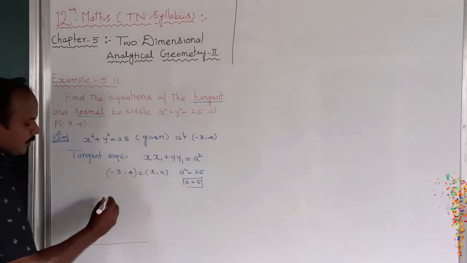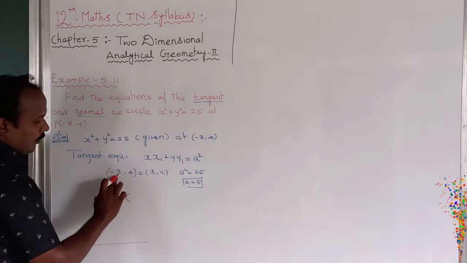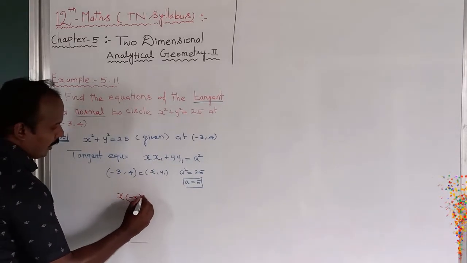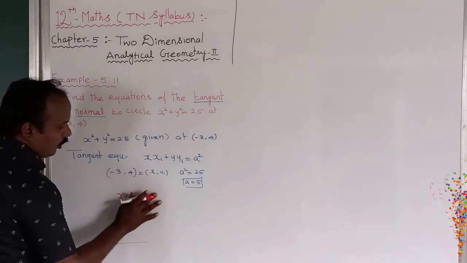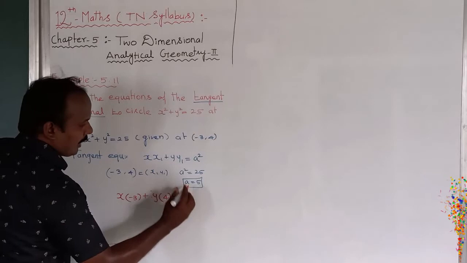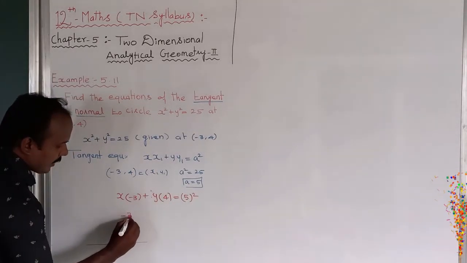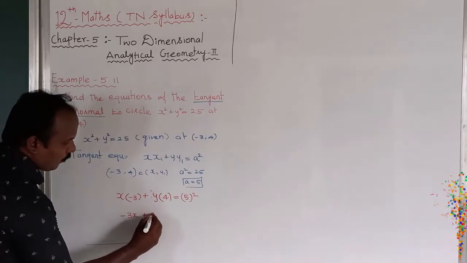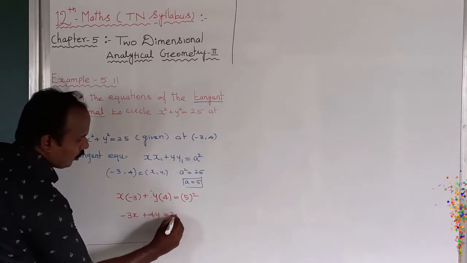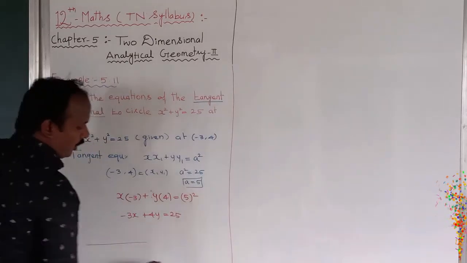Now apply this step. x into x1, replace the value of x1 with -3, so -3x. Next, plus y into y1, where y1 is 4, is equal to a square. A square means 5 the whole square. So that is -3x plus 4y is equal to 25.